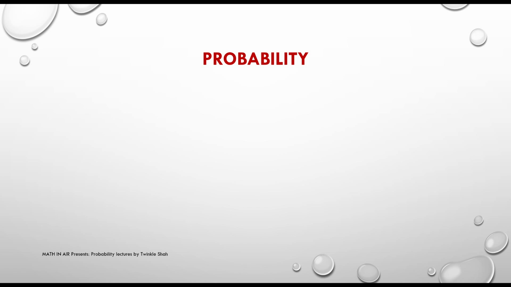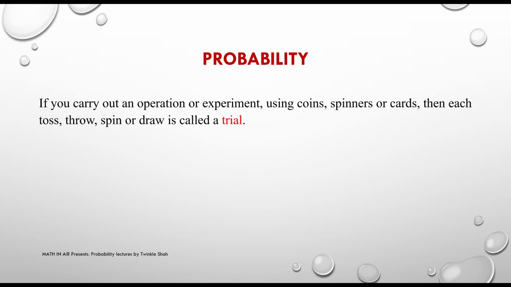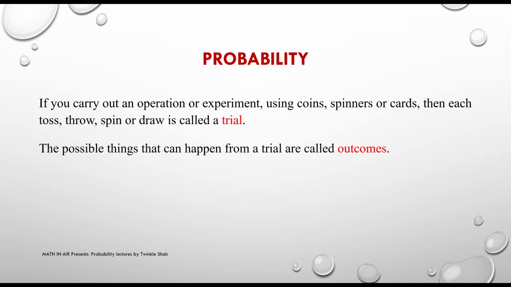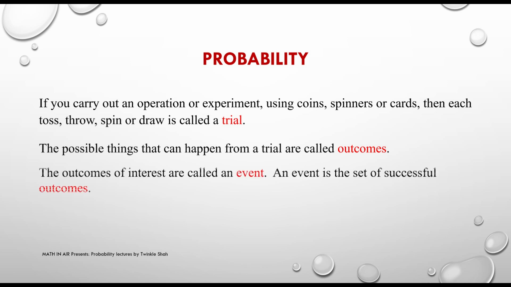Let's learn a few basic concepts and terminology to move forward. If you carry out an operation or experiment using coins, spinners or cards, then each toss, throw, spin or draw is called a trial. The possible things that can happen from a trial are called outcomes. The outcomes of interest are called an event. An event is the set of successful outcomes.